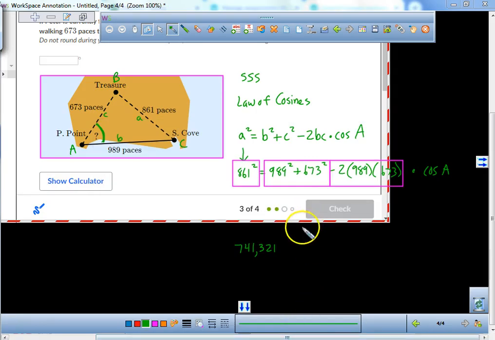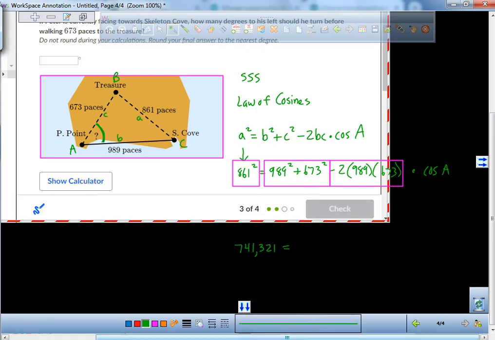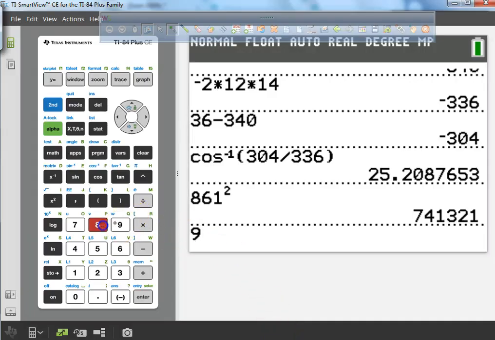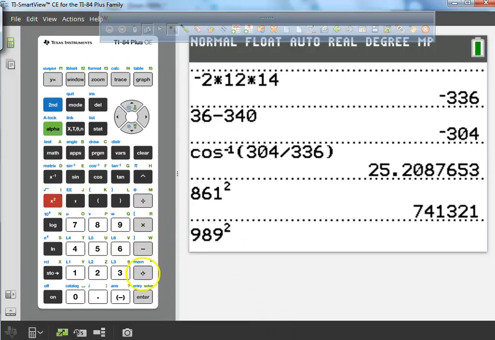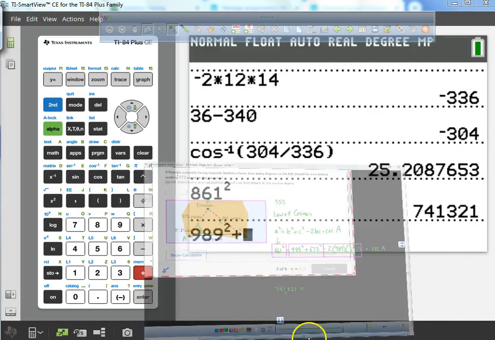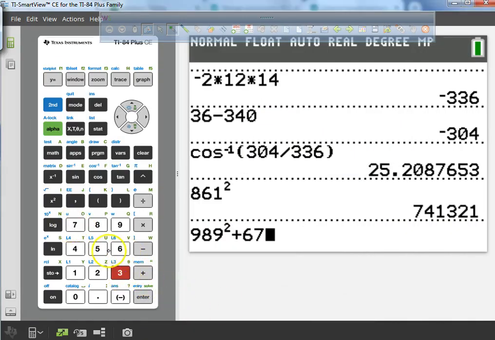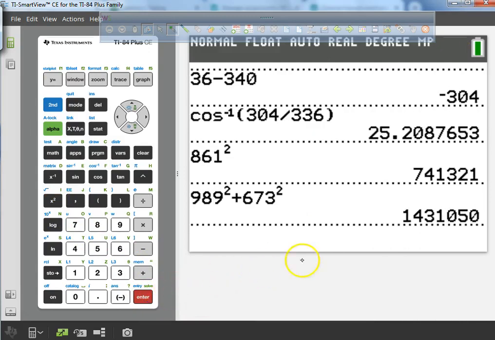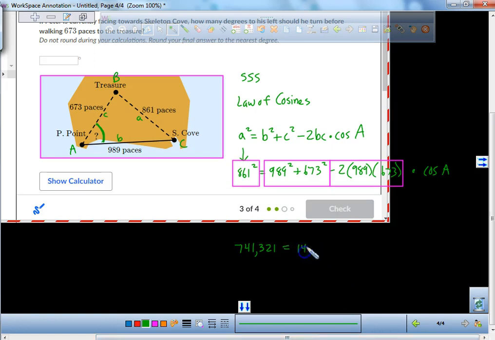Okay, good. Next thing I'm going to do, I'm going to set that equal to, this is going to be ugly, but really big, 989 squared plus 673 squared, which is 1,431,050.